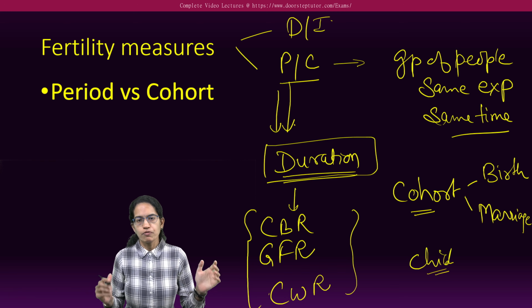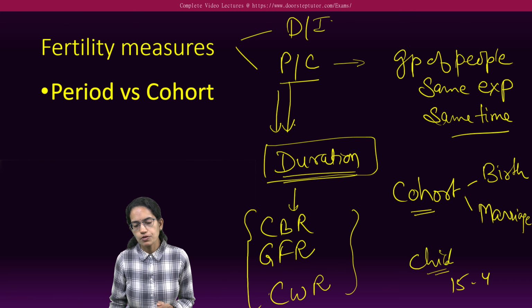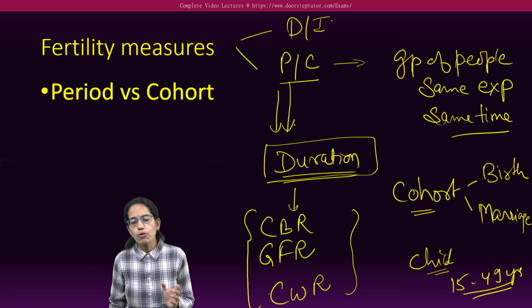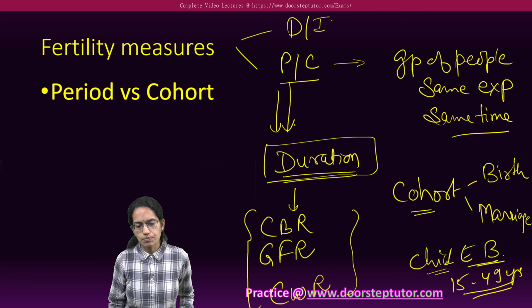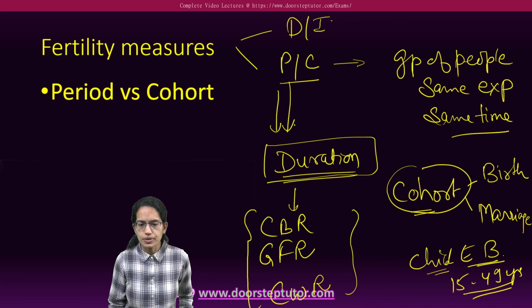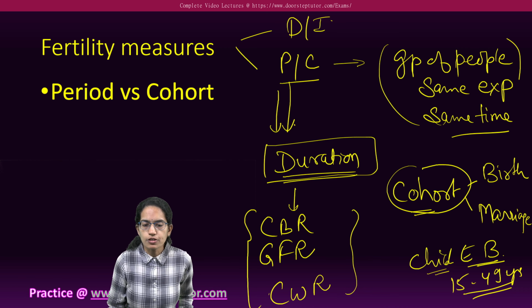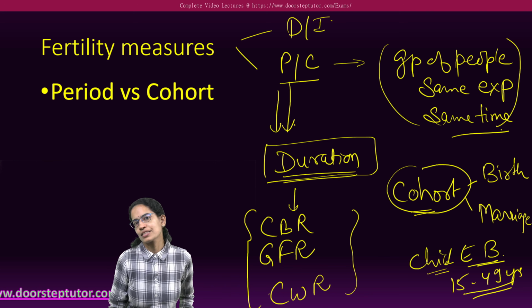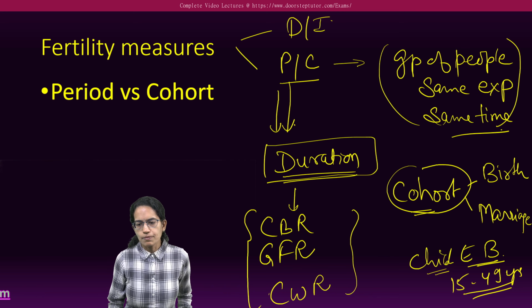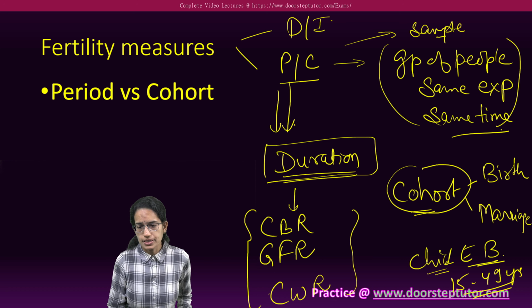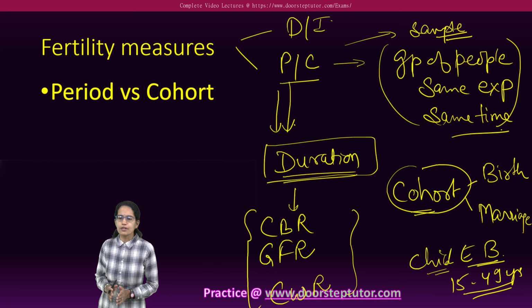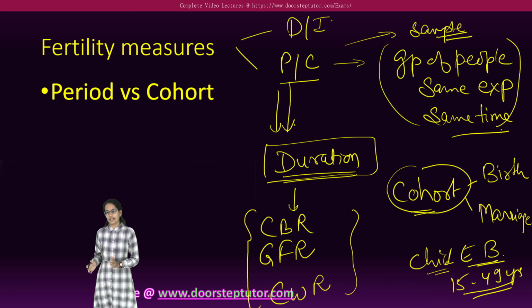That means within the reproductive age, which is considered 15 to 49 years, how many children are born? We call this children ever born, CEB, and this is considered a cohort measure because it is among the group of people who have the same experience at the same time, right? Similarly, there are other approaches which could be measured in the cohort, and these usually pertain to the sample surveys. Also, fertility could be measured directly or indirectly.